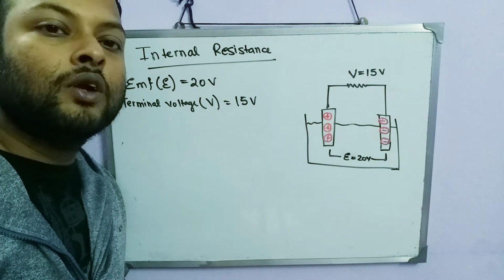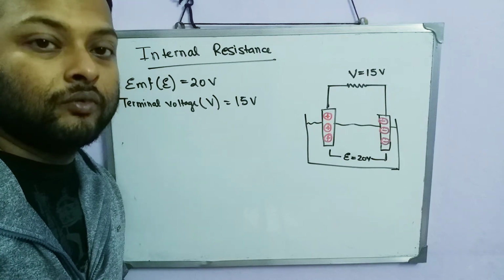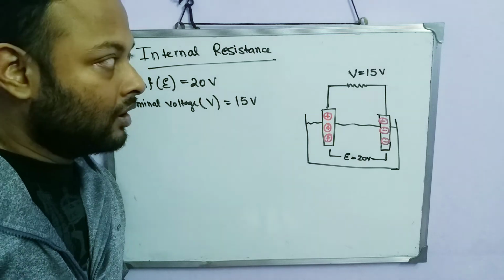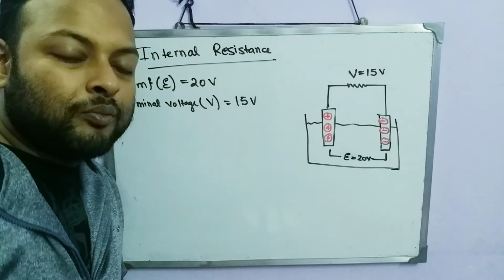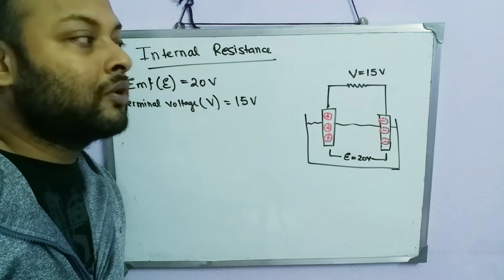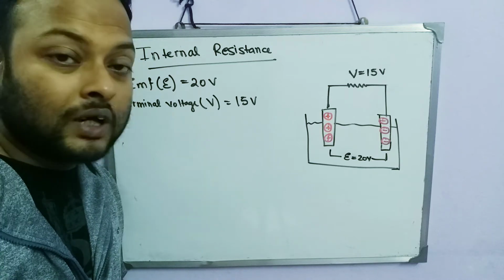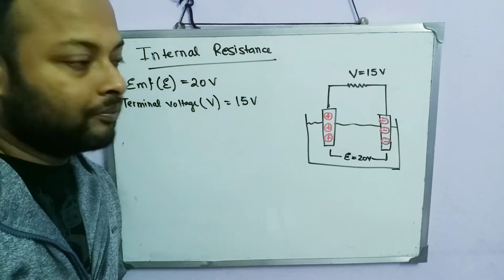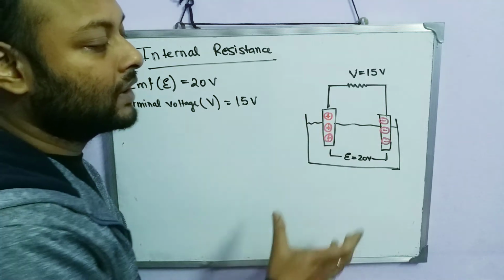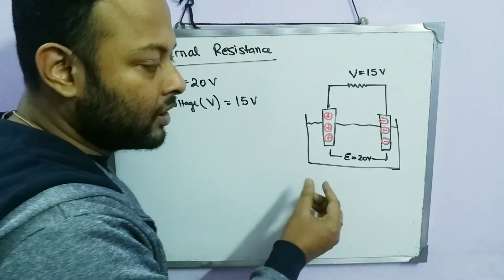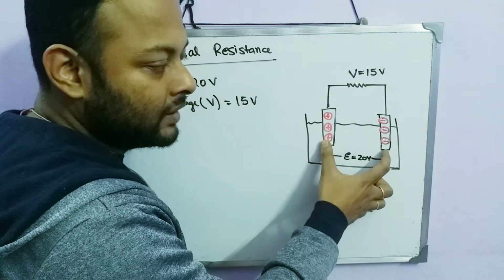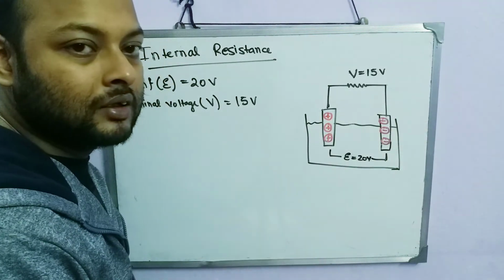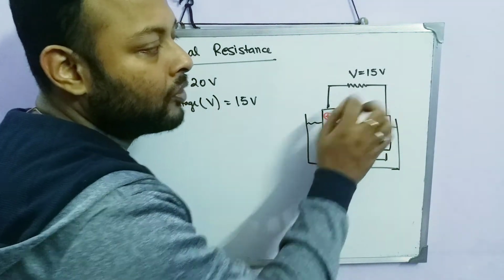So this is video number, I think 12, lesson number 12 on this chapter, current electricity. If you have seen the previous video where I discussed the terminal voltage, and I told you terminal voltage is always less than the EMF, and I drew a diagram where you can see I have taken a cell. The EMF between the positive terminal and negative terminal is 20 volt, but the resistor is showing a potential drop of only 15 volt.